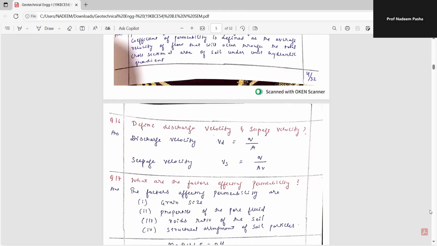Define discharge velocity and seepage velocity. Discharge velocity v is equal to Q by A, where seepage velocity v is equal to Q by A. So what are the factors affecting permeability? The factors affecting permeability are grain size, properties of pore fluid, voids ratio of the soil, and structural arrangement of soil particles.